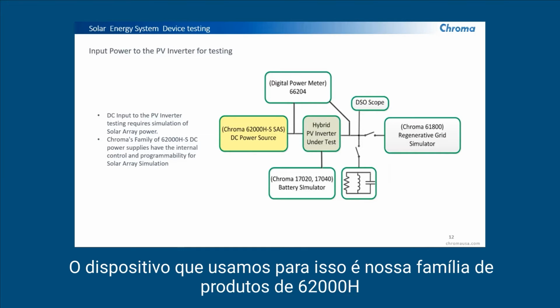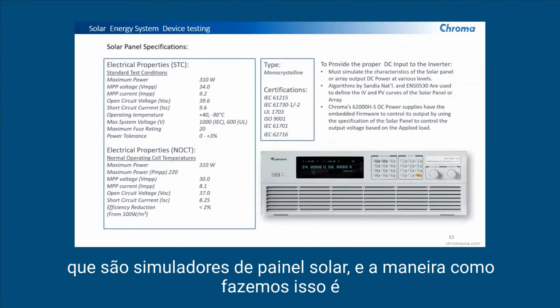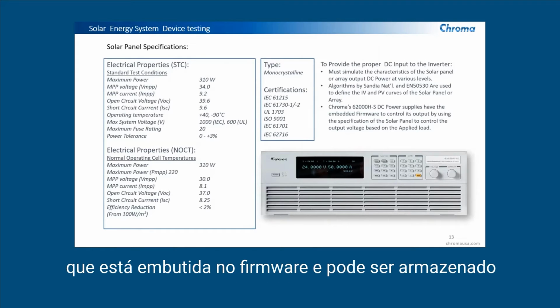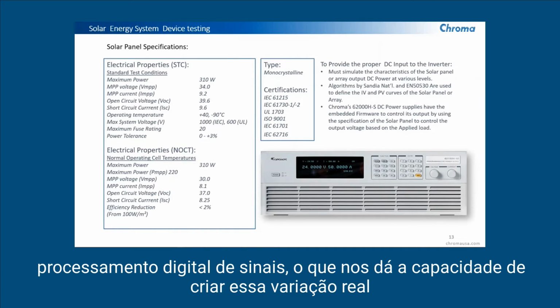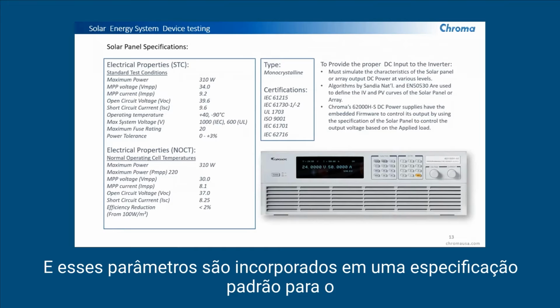The device that we use for that is our 62000H family of products, which are solar array simulators. The way we do that is we take various parameters to create the IV curve, which is embedded in the firmware, stored for use, and controlled by our internal digital signal processor. That gives us the ability to create that actual variation in voltage based on the loading. Those parameters are built into a standard specification for the inverter.